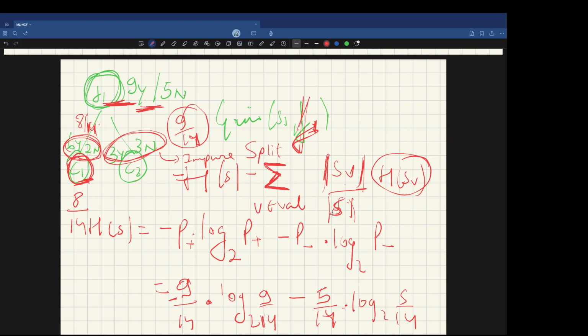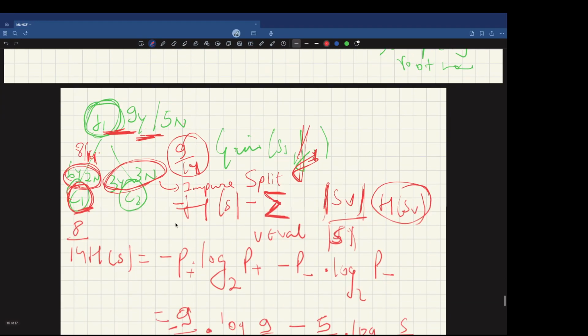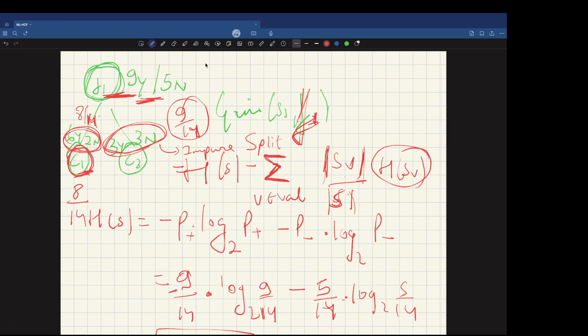This S is nothing but, over here I gave you, the sample of the root node. What is the sample of the root node? It is nothing but total 9 plus 5, which is 14. That is the sample of the root node. And V is nothing but we are talking about each category. So for C1, how many values are getting? 6 and 2. 8 values are passing into the C1 category. So 8 by 14 for C1. And for C2, 6 out of 14, so 6 by 14 for C2.